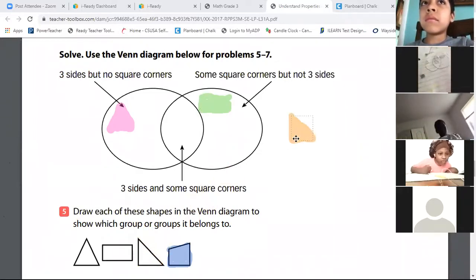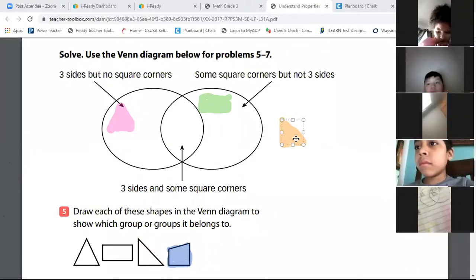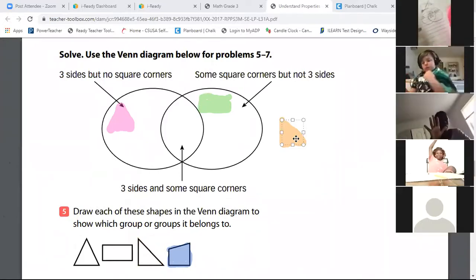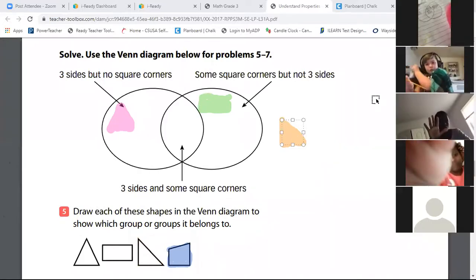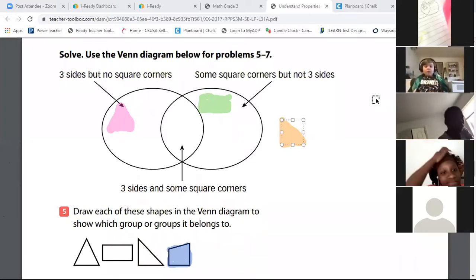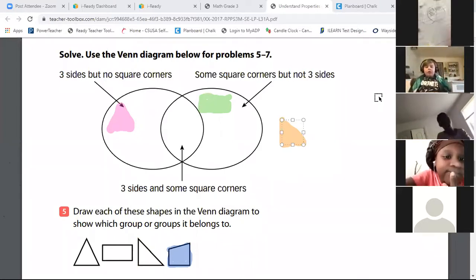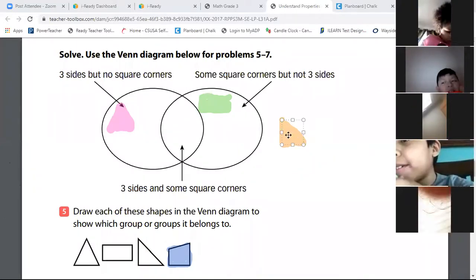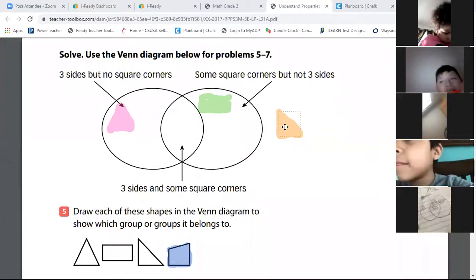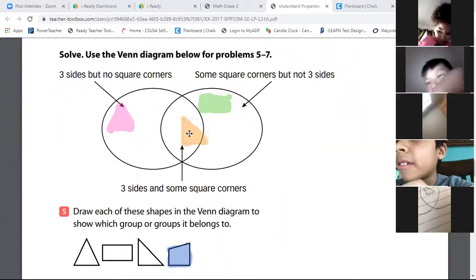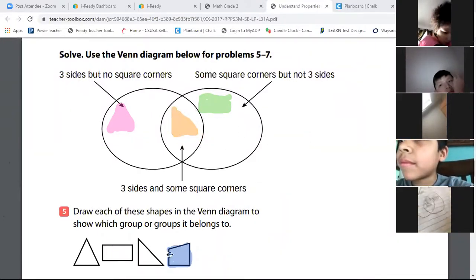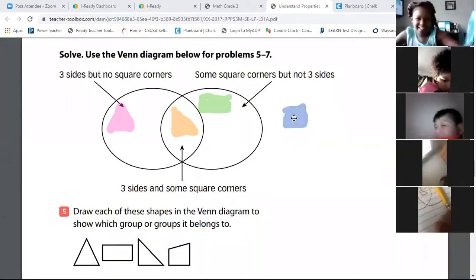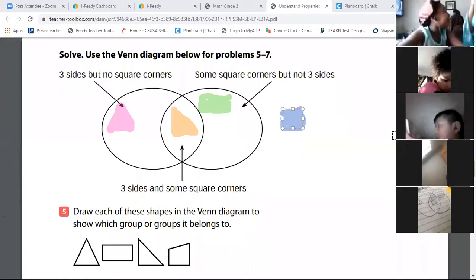Okay, what about this orange triangle? Where's that one going to go? Felix, can you tell us where the orange triangle goes? The orange triangle goes in the middle. You got it. All right, and last but not least, this quadrilateral. Where does this quadrilateral go?